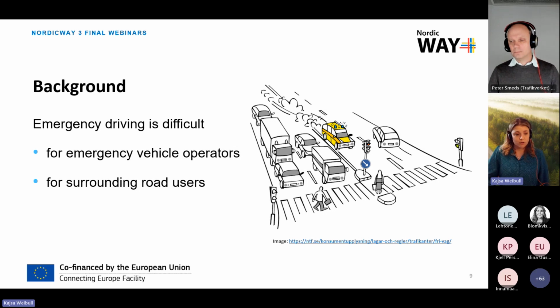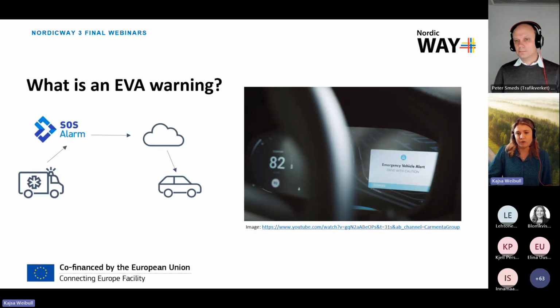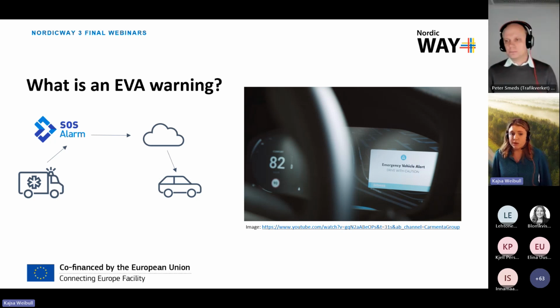And one way to support this interaction is to use emergency vehicle alerts, or EVA warnings. And on the right here, you can see a design suggestion from NordicWay 2 that was designed by Volvo. It is just to show how it would look and what kind of information it would bring. So the idea is that you will get an in-car warning 15 to 20 seconds before the interaction with the emergency vehicle so that you have more time to prepare and to move over in a safe and timely manner. Because lights and sirens today are not enough to make drivers move over in time.